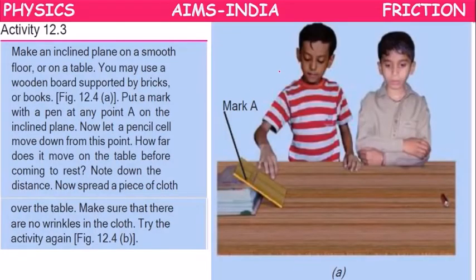Next, another activity. Make an inclined plane, which is not horizontal, which is not vertical, which is lying at some angle with the ground. It is called an inclined plane. So this is an inclined plane, because with the vertical it is making some angle, or with the horizontal it is making some angle. Suppose this is the vertical line, with vertical it is making some angle, with horizontal it is making some angle. It is an inclined plane.